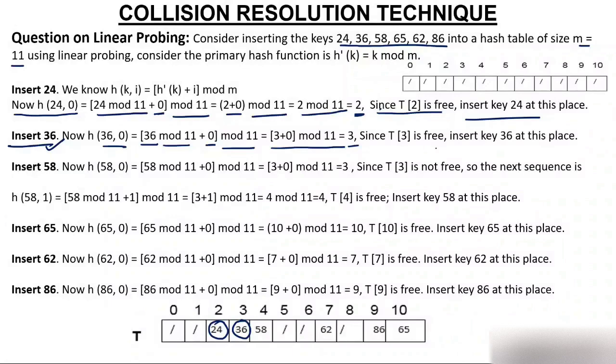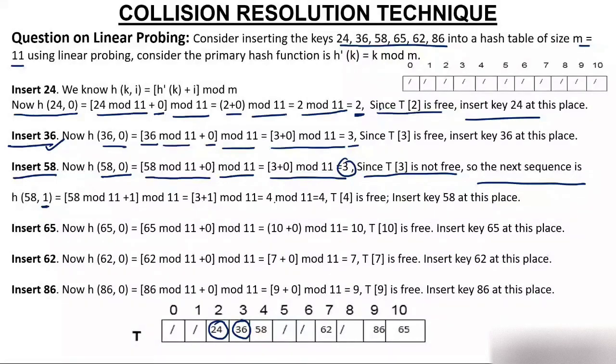Fine. Now you have to insert 58. You will do h(58, 0), because currently you will use i value as 0. So 58 mod 11 plus 0, again mod 11, then 3 plus 0 mod 11 will give you 3. You have to put 58 at the third position. Is the third position free? No, the third position is already occupied. Since T3 is not free, the next step is you will try i equal to 1. So 58 mod 11 plus 1 mod 11, 3 plus 1 mod 11, which is equal to 4 mod 11, and you finally get 4. And you will check, is T4 free? Yes, now T4 is free, so you put 58 over here.